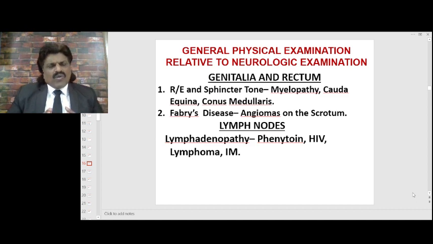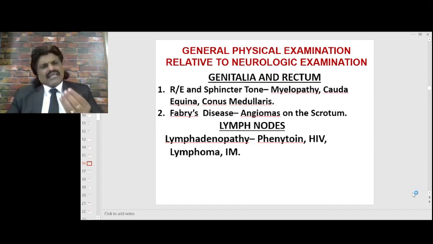We have to always check the genitalia and rectum. We have to do a rectal examination and look for the sphincter tone, especially if there is myelopathy, cauda equina or conus medullaris. If S2, S3, S4 are involved, then the anal tone becomes very lax. If there is Fabry's disease, there could be angiomas on the scrotum.